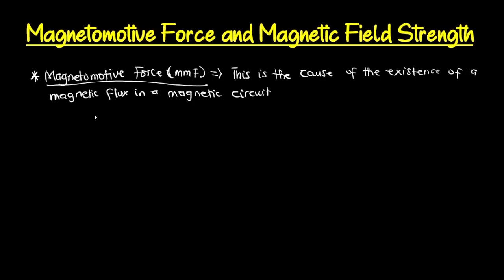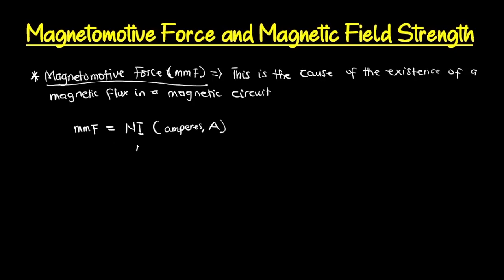Mathematically, magnetomotive force, or MMF, is given to us. It's either MMF or FM, depending on how you want to represent this. Let me just use MMF for the sake of simplicity. So magnetomotive force, MMF, is given to us by Ni, and the unit is in amperes, or capital A.